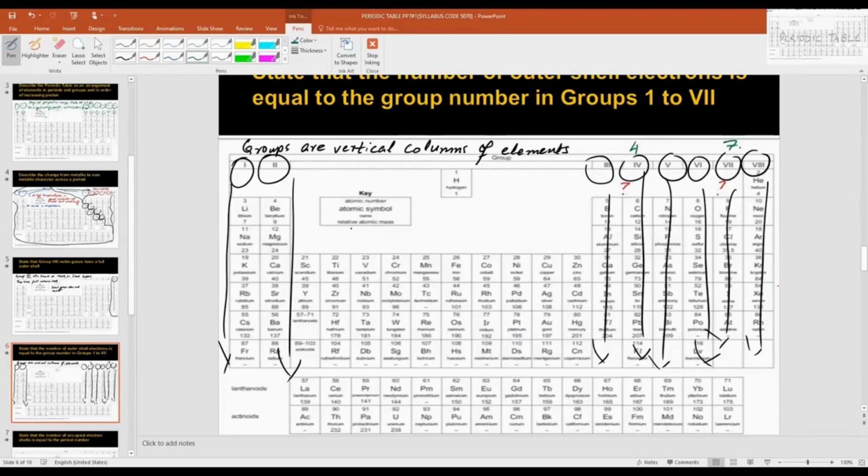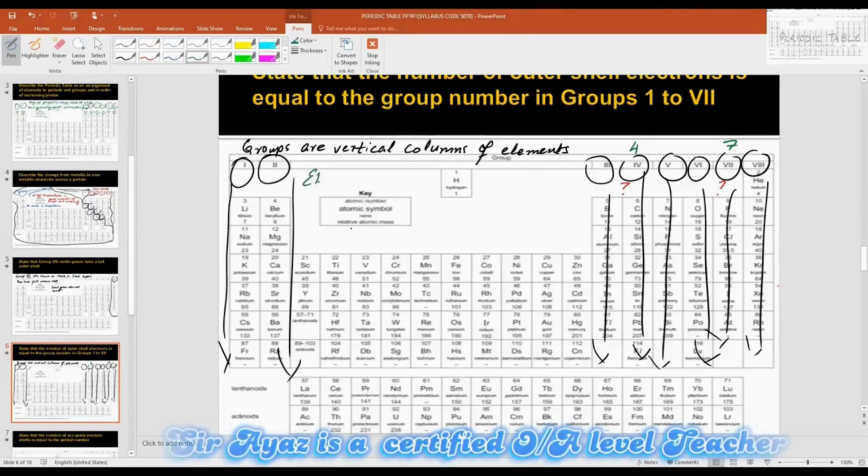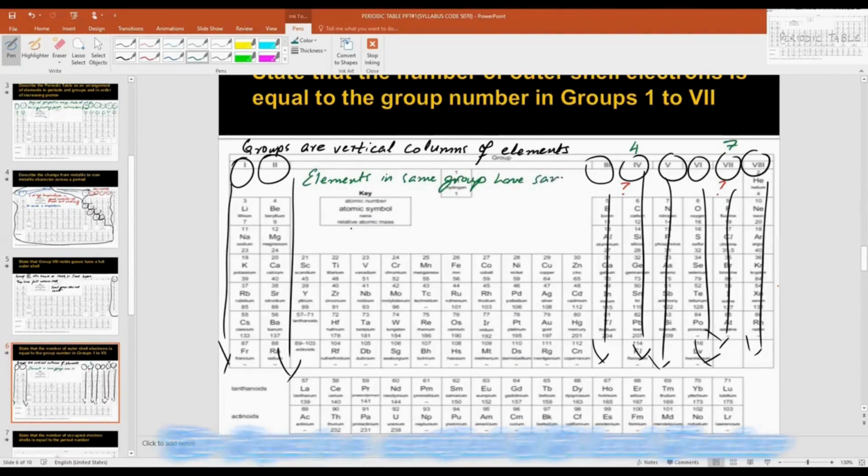Chemical properties depend on the number of valence electrons. Hence, the elements present in the same group have the same chemical properties.